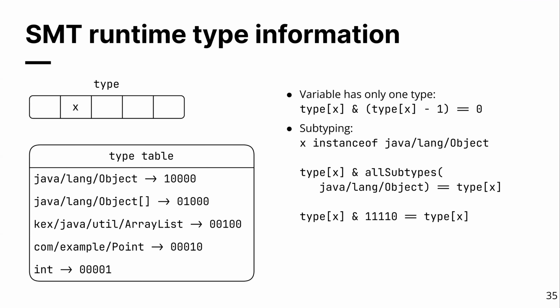Sorry, I have a question. As far as I understand, type is just an integer field, but what if the method has more than 32 types inside? If we have 100 types, we will have a bit vector of length 100, because SMT allows you to create bit vectors of any length you want. So we just analyze the program and see how many types we have.